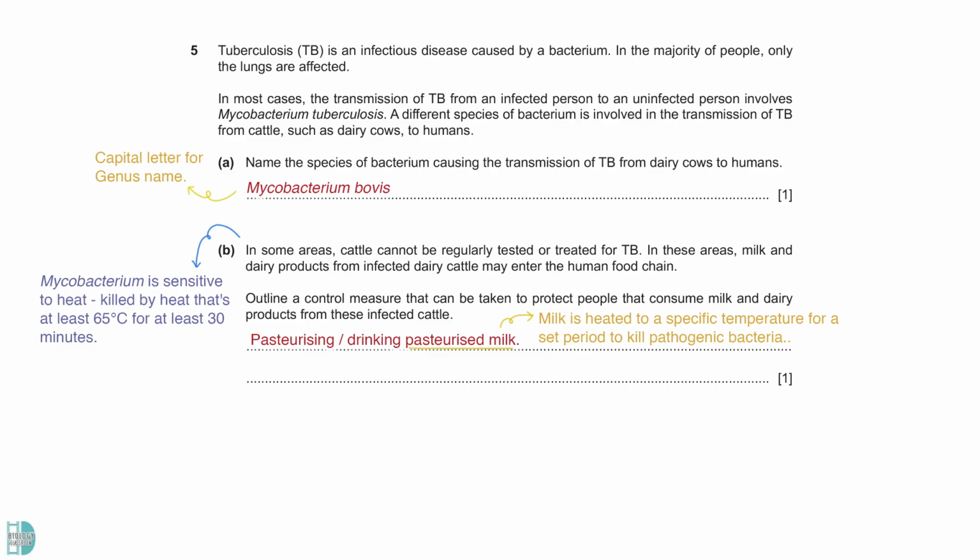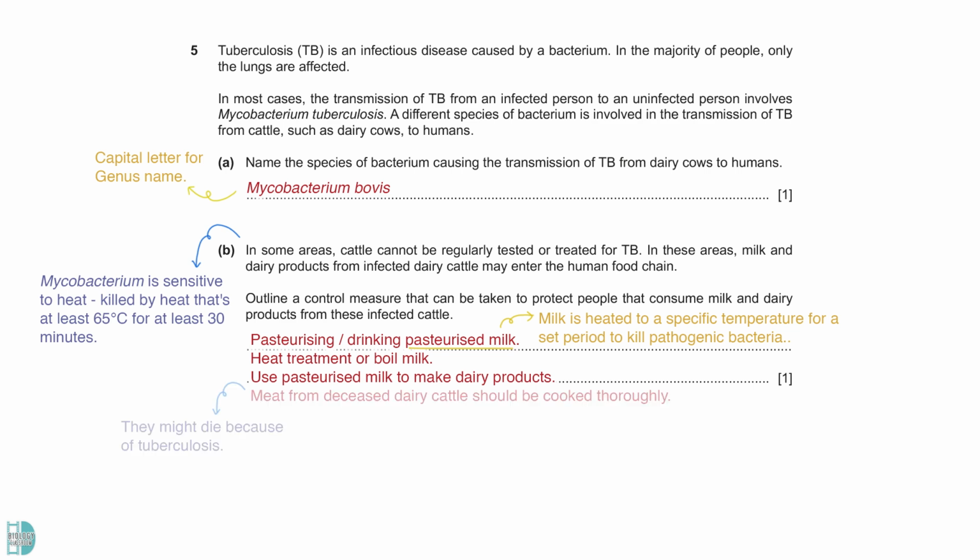bacteria. Raw milk or unpasteurized milk should be boiled before drinking. Pasteurized milk should be used to make dairy products. Meat from dairy cattle should be cooked thoroughly to ensure Mycobacterium are killed.